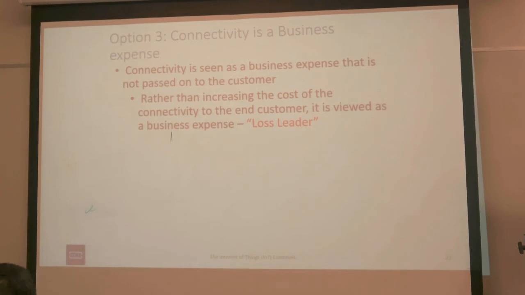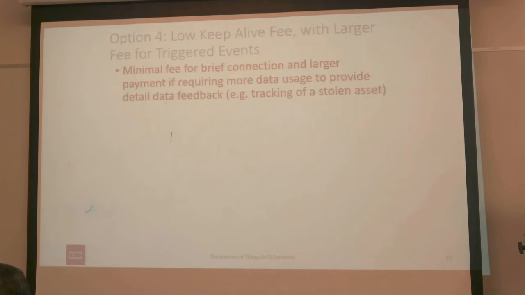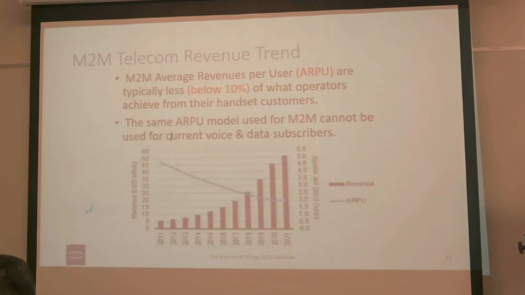So somebody has to account for it. And then low-key-alive free with a larger fee for triggered events. So you only charge when there is an event you need to use it, but because it's not a monthly or continuous contract, it's per event. Whenever you use it, you're going to pay for it. So which one is good, which one is not good? Depends.